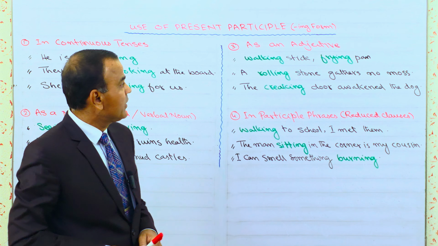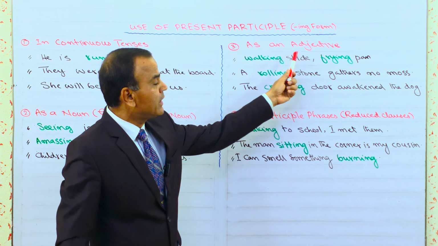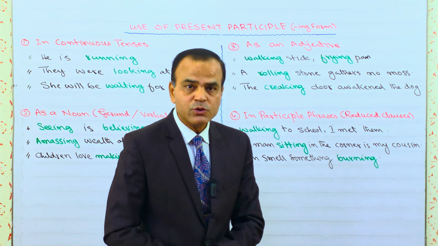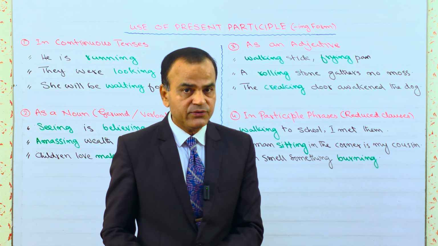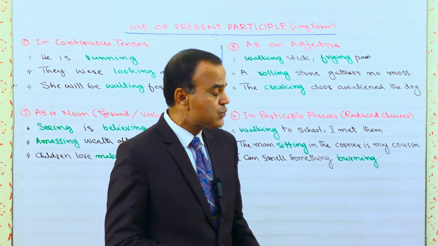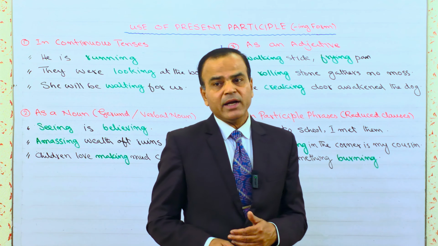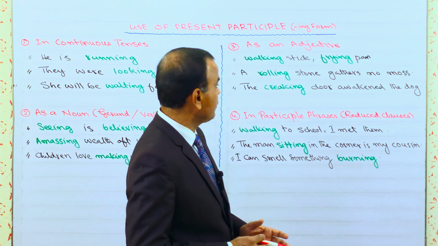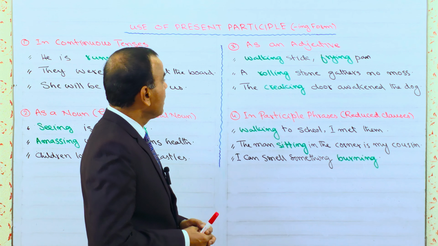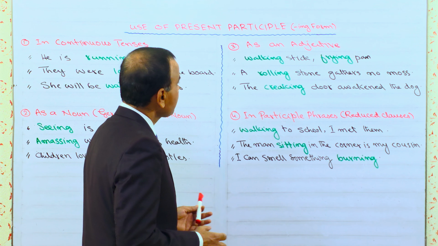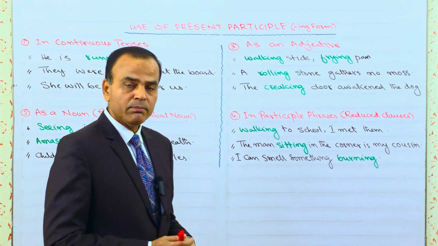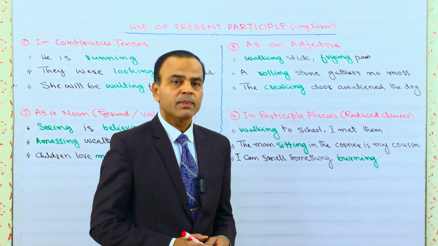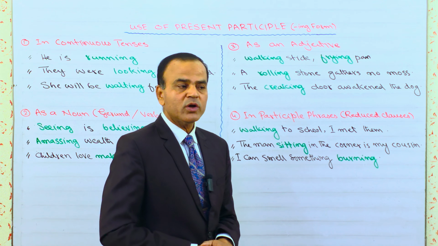And the ing form of the verb is also used as an adjective. We also learned that the third form is also used as an adjective. What is the difference between the third form being used as an adjective and the ing form being used as an adjective? We will discuss that in a separate video. But for now, let us learn how the ing form of the verb is used as an adjective to qualify a noun. Because the basic or fundamental use of the adjective is to qualify a noun and in some cases to qualify a pronoun.